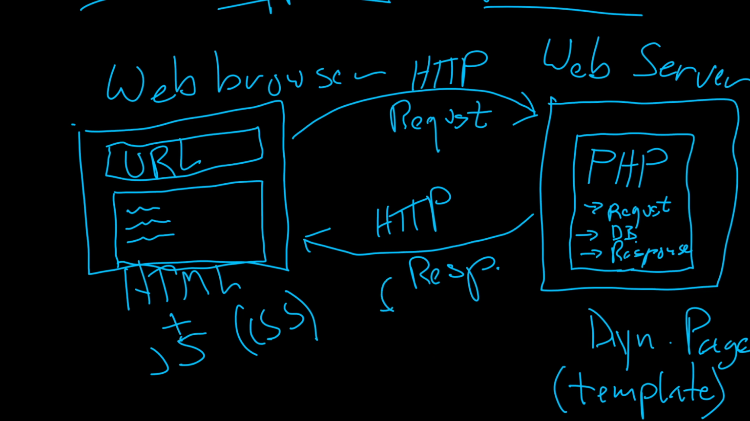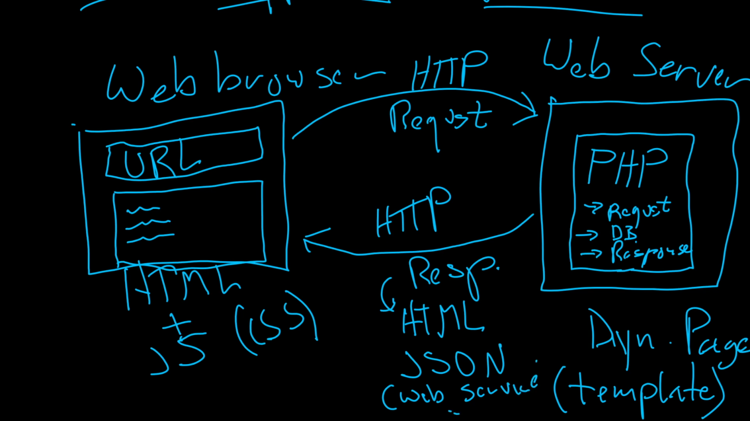Here, this response is going to be typically HTML. That was the original thing. Or we could send back JSON. So this is HTML, that was the original purpose. That's basically PHP being a template for a web page. JSON, this I'll put down here. It's like a web service, like REST.